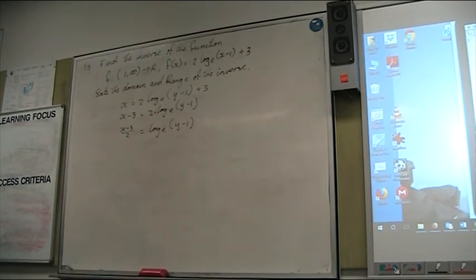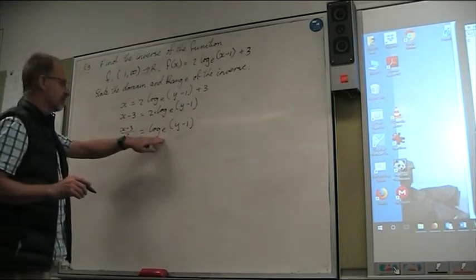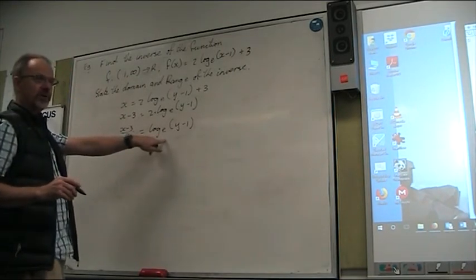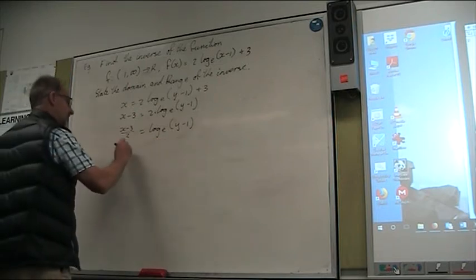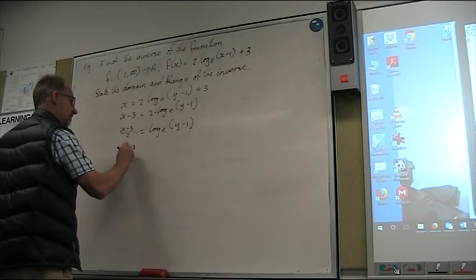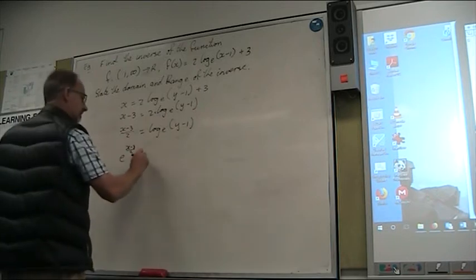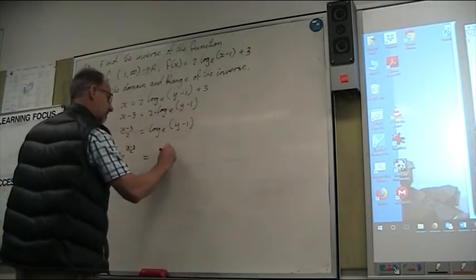And now we move the log, and to remove the log we do e. So e to the power of x minus 3 over 2. That's then just going to leave me with the y minus 1.